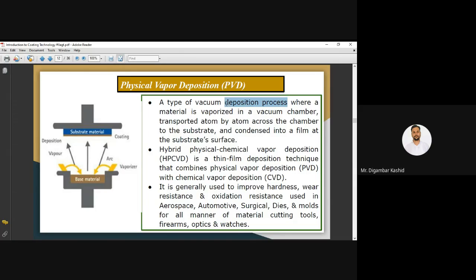It's a type of vacuum deposition process where metal is vaporized in a vacuum chamber and then transported atom by atom across the chamber to a substrate, and then condensed as a film on the substrate surface.